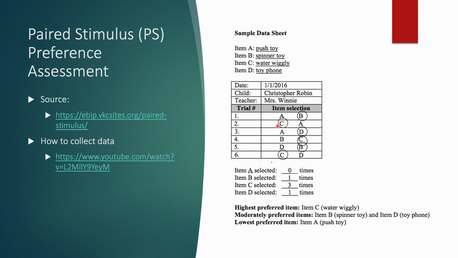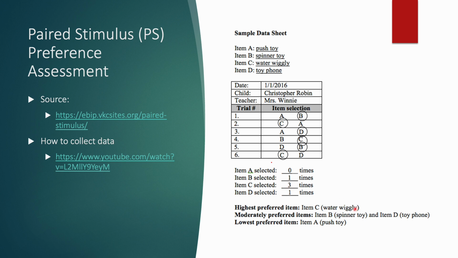And out of all those 3 presentations, it was not selected even once. So it has 0 times that it was selected. Item B was selected 1 time. Item D was selected 1 time. And item C was selected 3 times.